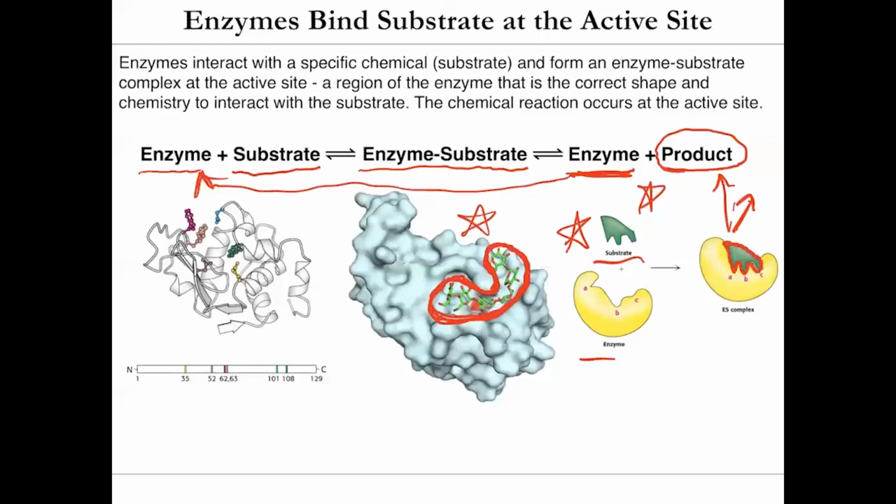It's this part that's actually going to react, that's going to, number one, interact with that substrate, and it's also going to catalyze that chemical reaction. So there's going to be different chemical groups at this active site that are actually going to be able to change that chemical into a product. So it's very important to understand that enzymes bind substrates at what's called an active site.